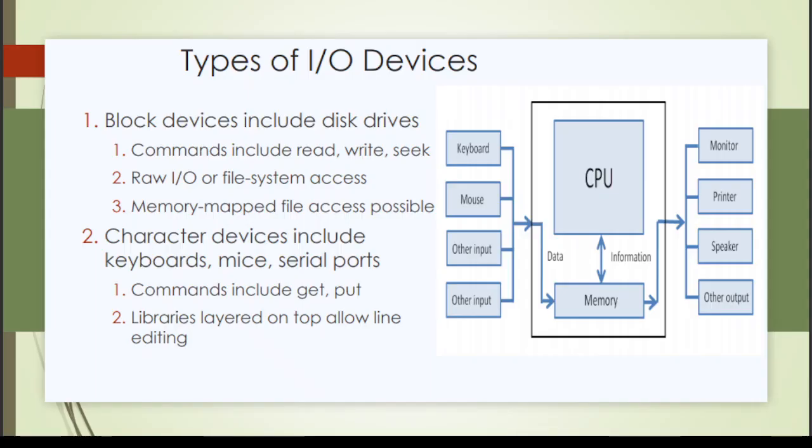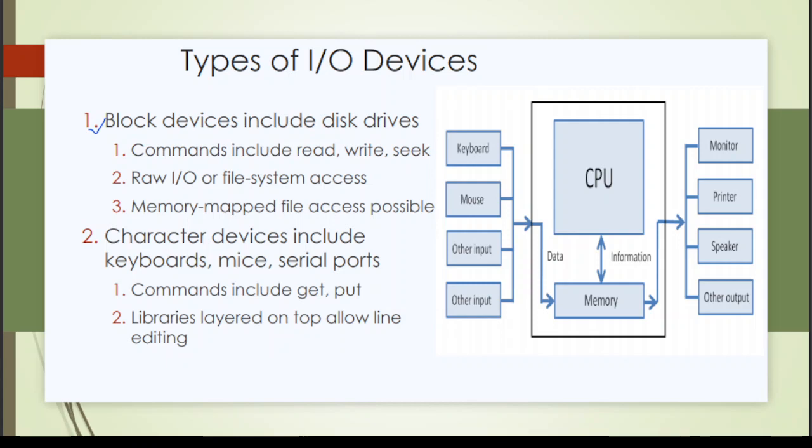Types of IO devices. We have mainly two types of IO devices on the basis of data transfer. First, we have block devices. In this type of device, we commonly transfer a block of data from one device to another device. Commands include read, write, and seek. Raw IO, file system access, and memory-mapped file access are also possible with block devices.